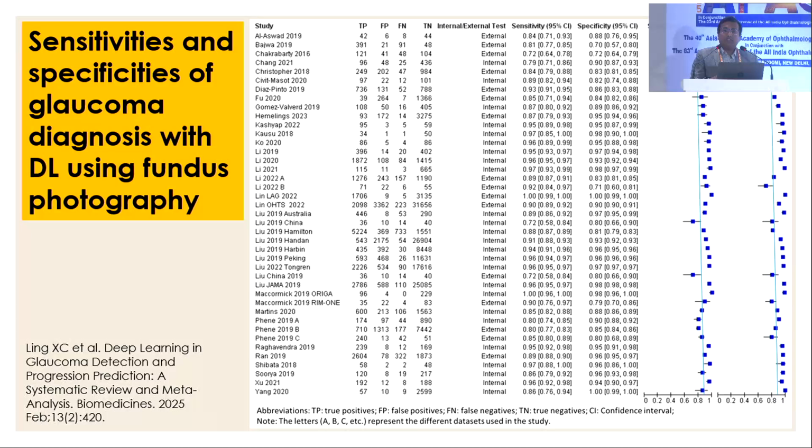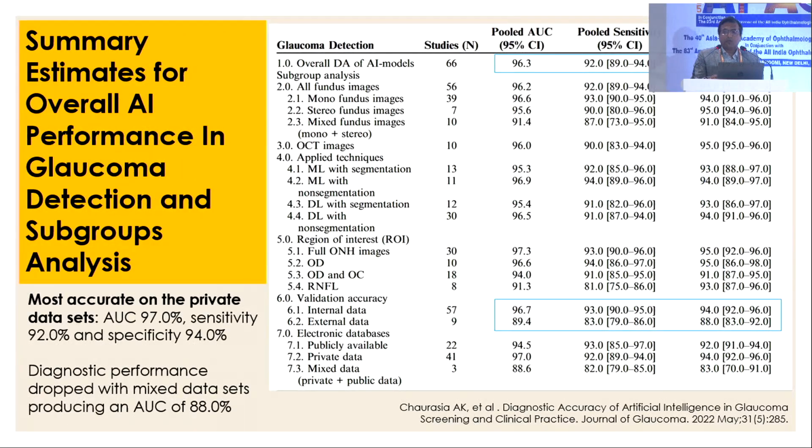Now, a lot of work has been done. Here is a recent graph from a meta-analysis of some of these studies on sensitivities and specificities. The main take-home message is that we are at over 90% sensitivities and specificities for these algorithms which work on fundus photography. However, if we apply these algorithms on external datasets, not the datasets on which they were developed, the performance drops, as expected, to somewhere in the mid-80s range.